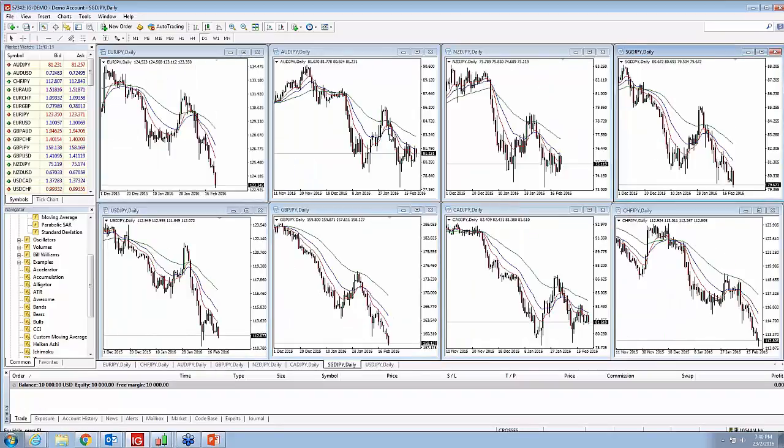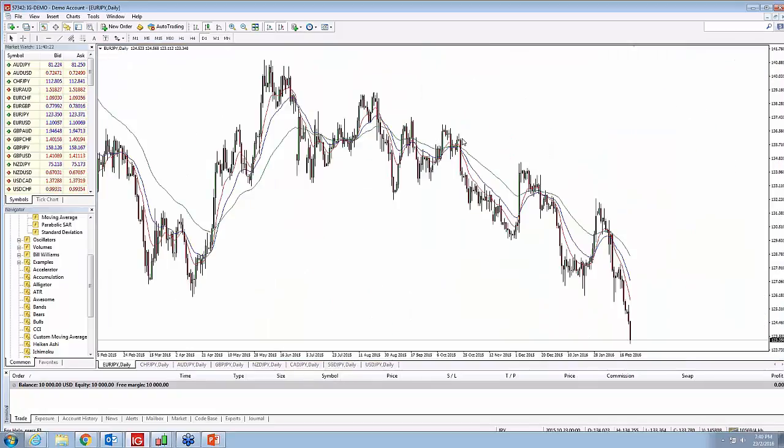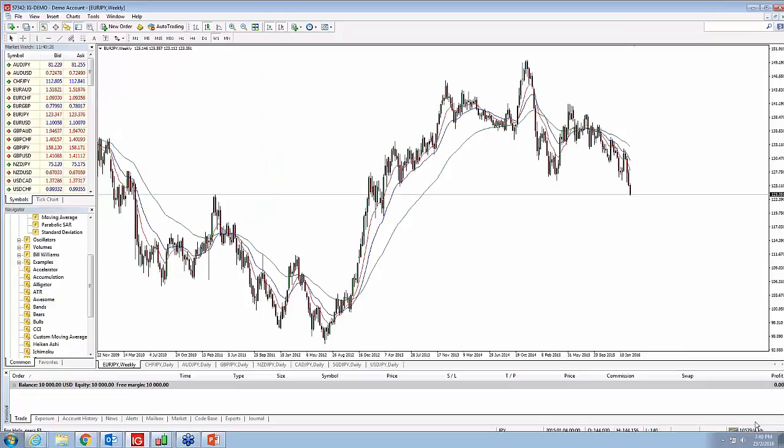Okay, let's start with yen pairs first. All right, so we pick euro yen, very bearish. Now let's expand the daily chart. Daily chart we all agree is super bearish, right? Lower lows, lower highs, very, very bearish. Now let's take a look at the weekly chart.